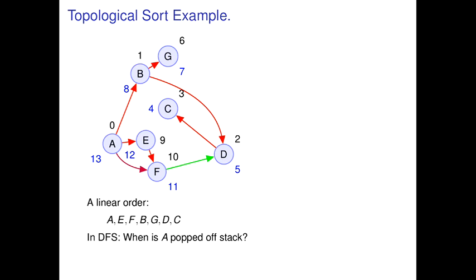When is E popped off the stack? At number 12, right? It's the second to last one that's popped off the stack, and so on. F is the third to last one that's popped off the stack. So what I've written down as an ordering is just the inverse of their post-order number. This guy has the highest post-order number, so I put him first. This one has the second highest post-order number, so I put him second. This one has the third highest post-order number. B has 8, it's the fourth highest post-order number, and so on. And that's the ordering here.